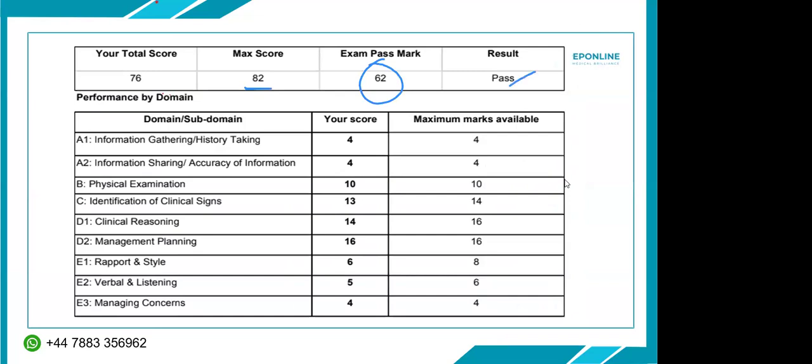So there will be a result. You will get a detailed review of what you have gained, how you have scored all those marks, and you will have all that in your detailed mark sheet. So 62 is the passing mark.